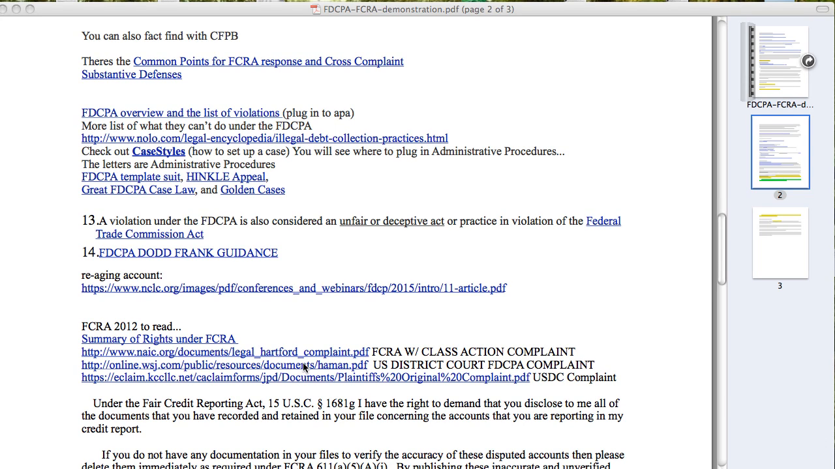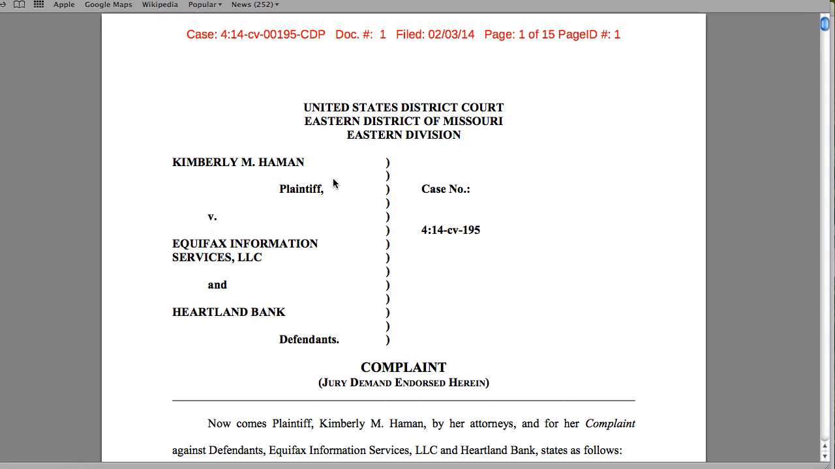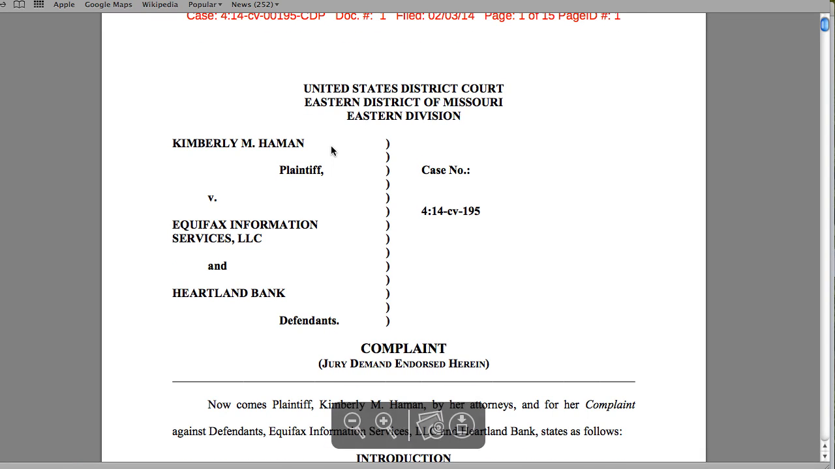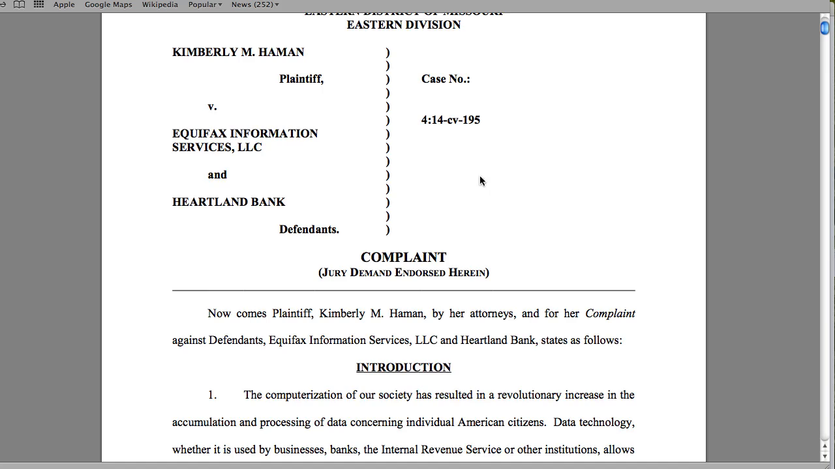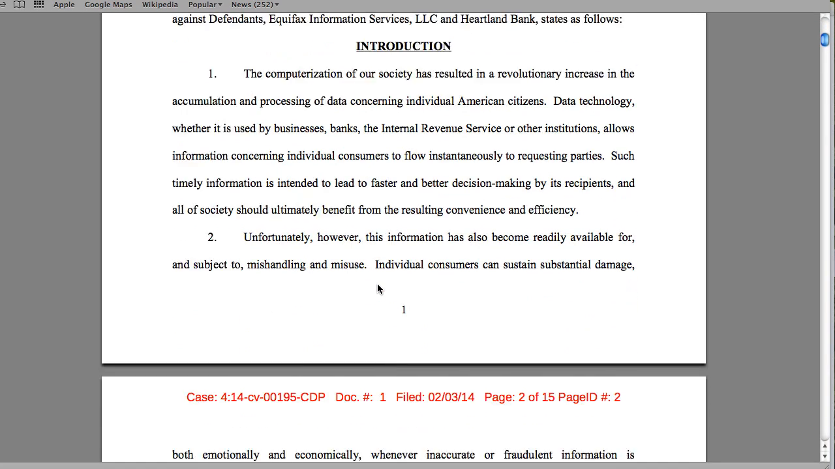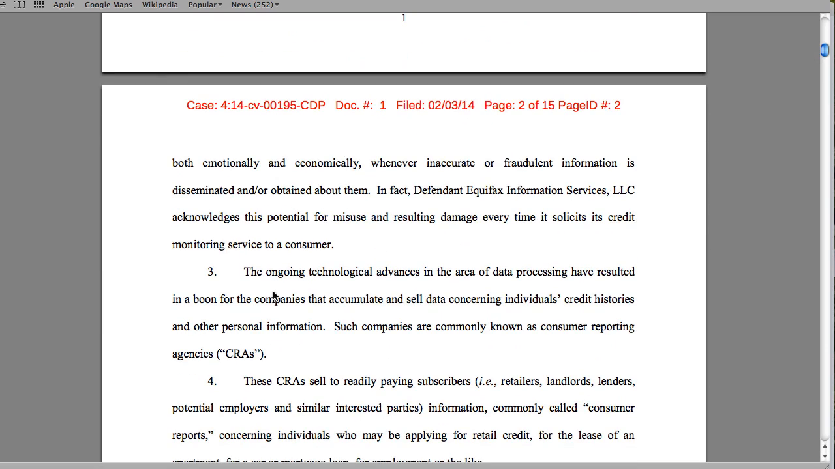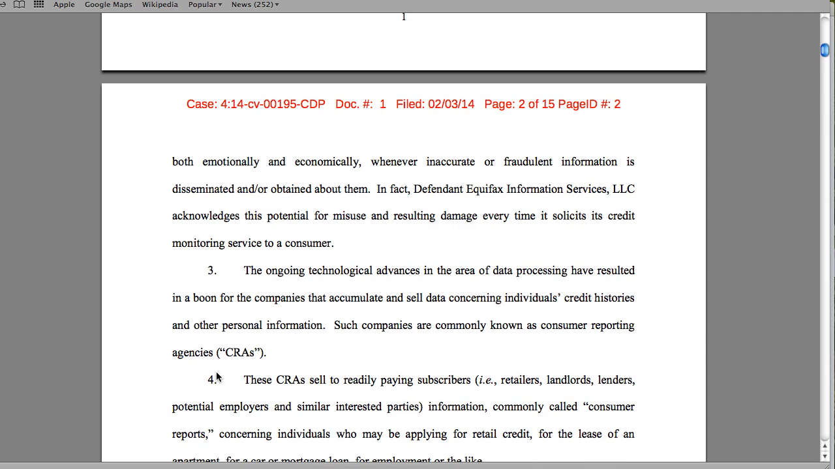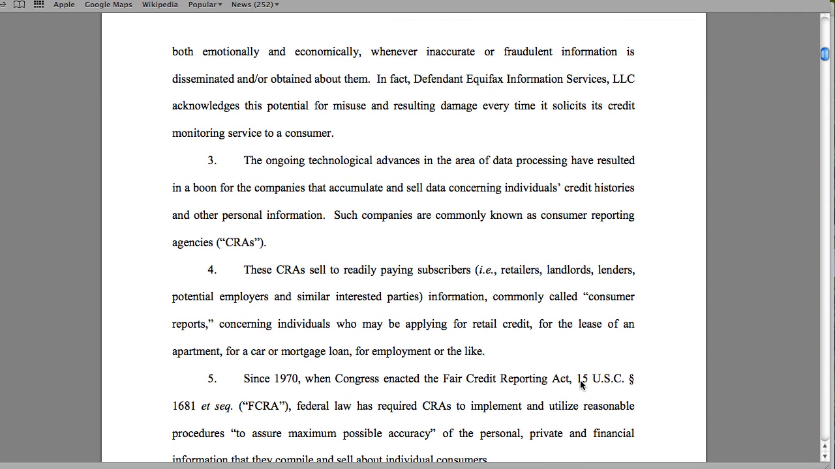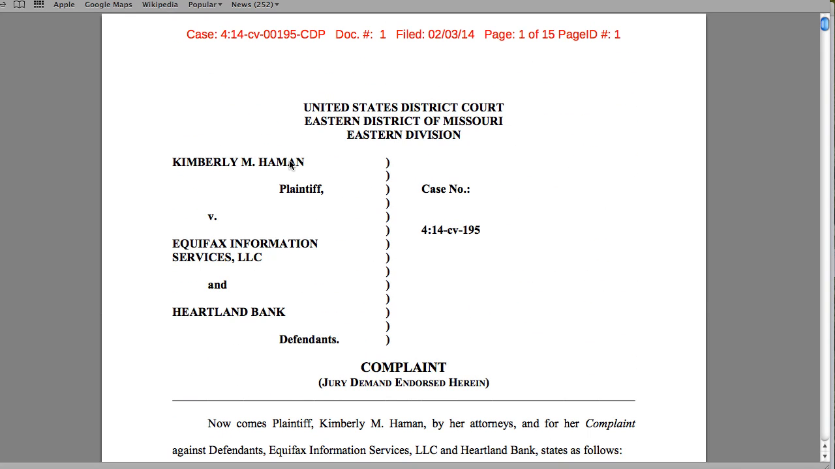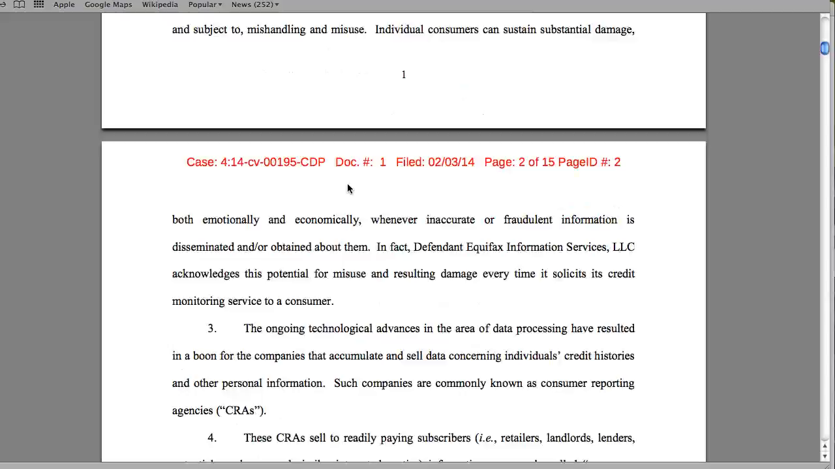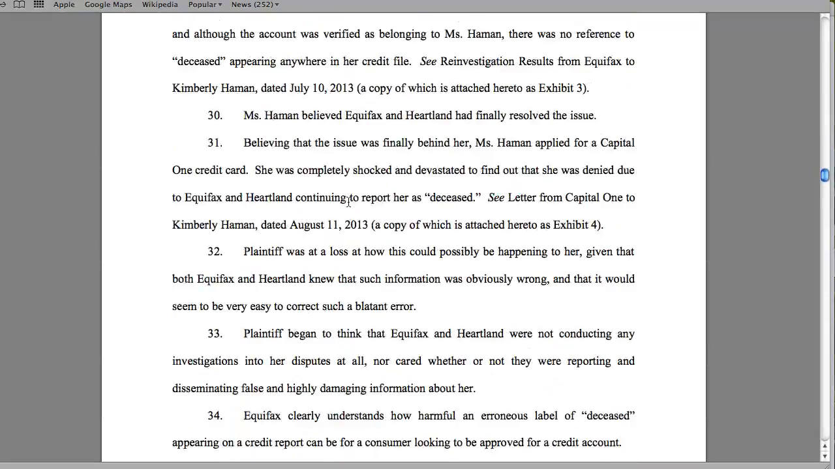Here's another one. United States District Court, Fair Credit Reporting Act, complaint. It doesn't say it, but this is Fair Credit Reporting Act. How do you know? 1681, right? The ongoing technological advances in the area of data processing have resulted in a boom of companies. You know, they're talking about credit reporting agencies. These are good ones too. 15 U.S.C. subsection 1681, Fair Credit Reporting Act. Kimberly versus Equifax. Look at these complaints. Right there. So what happens if you keep writing them letters? This is the next step.